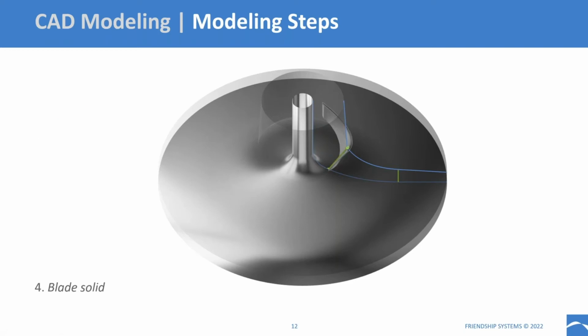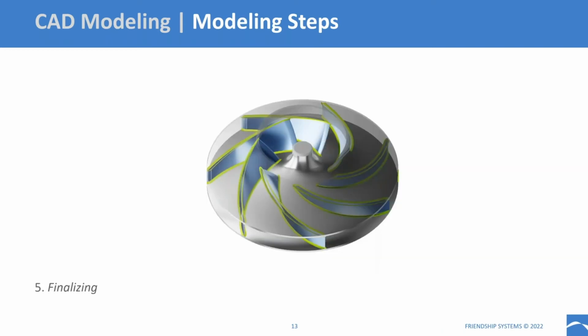And then in the next step, we apply thickness to the mean camber surface, also defined in a parametric way. And then we get our solid for the blade, which we can then intersect with hub and shroud. We can create fillets at the root and at the tip of the blade, and then we have basically our finalized impeller.